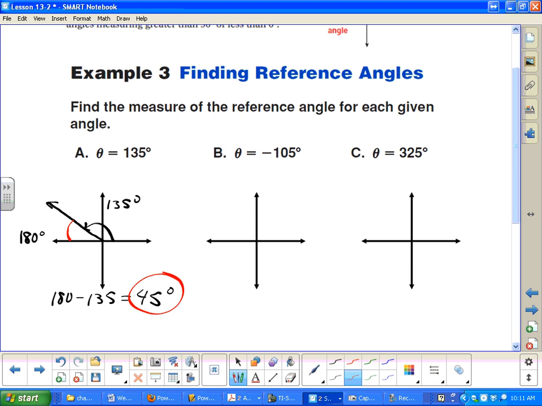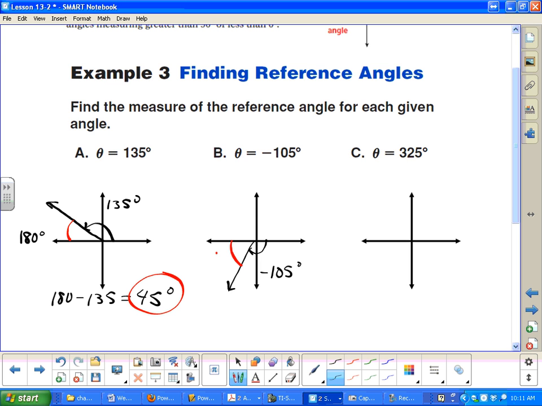Negative 105 degrees. So negative 105 degrees, here's negative 90. Then go a little bit farther past that. Here is negative 105 degrees. So the question is, for the reference angle, that reference angle is this angle here, this red angle. And how far is that red angle from the x-axis? So how far is negative 105 degrees to this x-axis?